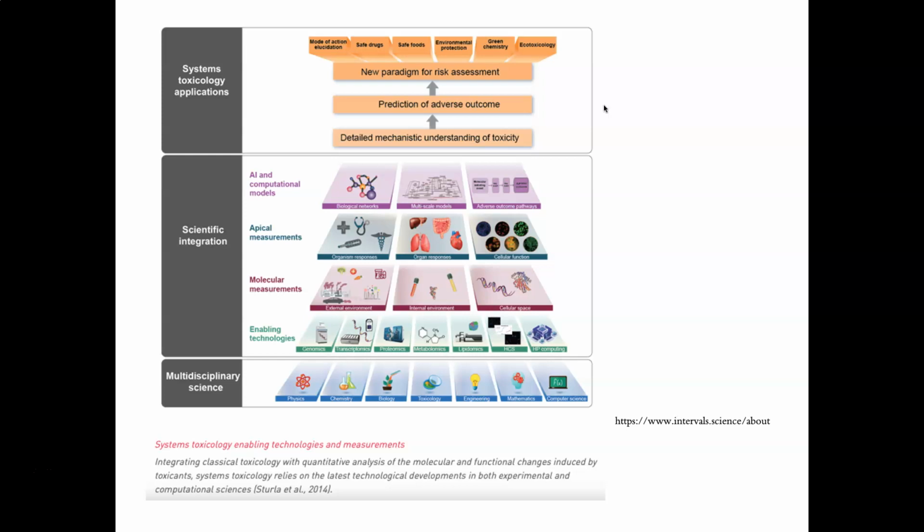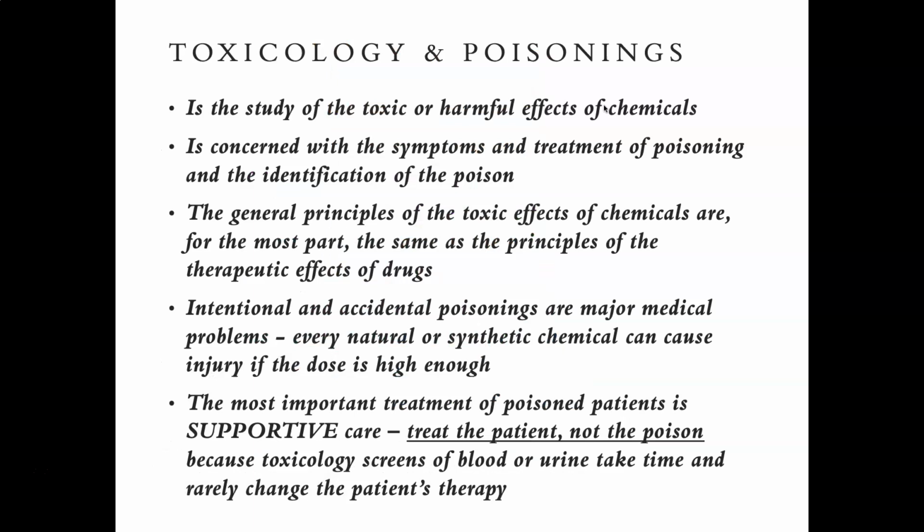And then there's artificial intelligence and computational models such as biological networks, multi-scale models, and adverse outcome pathways. All of these are used to develop detailed mechanistic understanding of toxicity, prediction of adverse outcome, and develop a new paradigm for risk assessment so that we have safe drugs, safe foods, environmental protection, green chemistry, and ecotoxicology, as well as understand the mode of action. So all these things go into toxicology. Again, you don't need to know that detail, but I put it here just so that you can see how much goes into it.